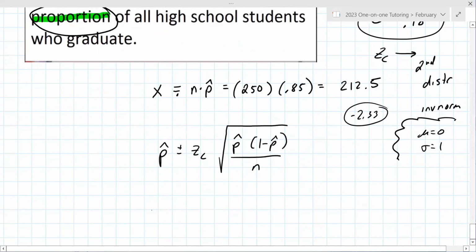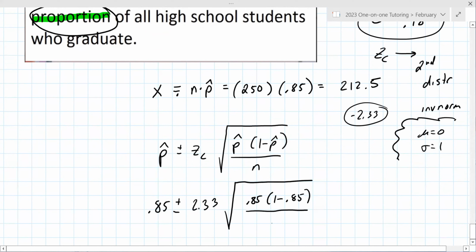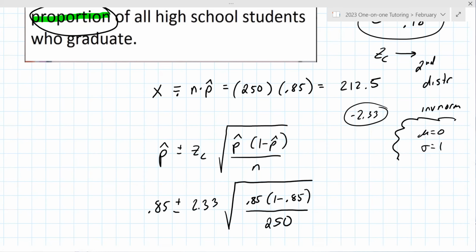So that's your ZC. So it's the 0.85 plus or minus. You can use the positive or the negative, doesn't matter. And then 0.85, 1 minus 0.85, and then your n is 250. Okay, so give that a try. You have to do it for both the positive and the negative. Let me know what you come up with.